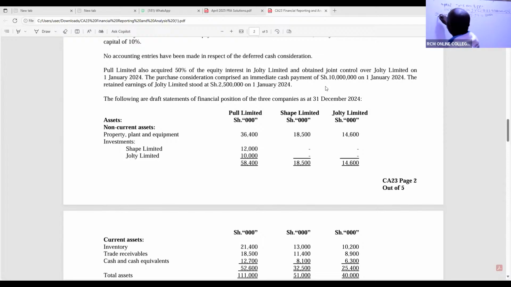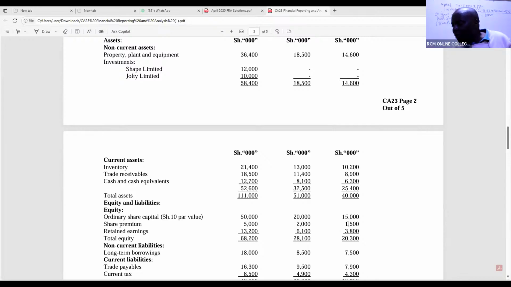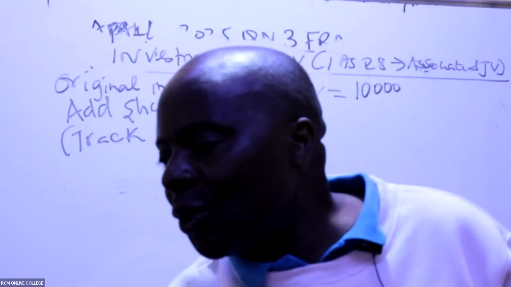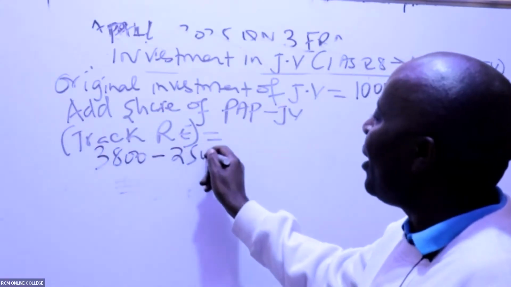Yeah, then you add the share of, in this case here, post-acquisition profit of the JV. Here, remember, we track retained earnings. Don't forget, hii sio ngumu kama ile ya kupata PAP ya subsidiary. Hapo unaangalia, tukinunua, retained earnings ilikuwa 2,500. Na hii 𝗀𝗘𝗟𝗕, by the end of the year, the retained earnings were worth 3,800. So I can see the growth, which is the post-acquisition profit now, will be 3,800 minus 2,500. We track retained earnings growth, so we have here 3,800 minus the pre-acquisition.